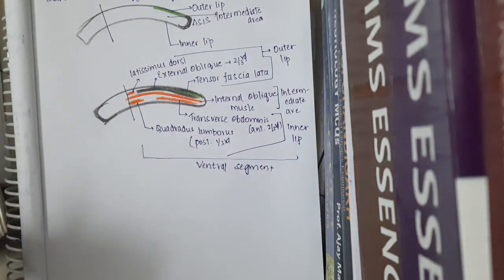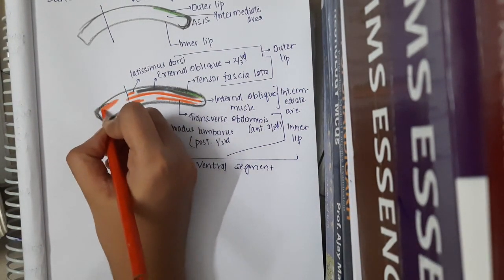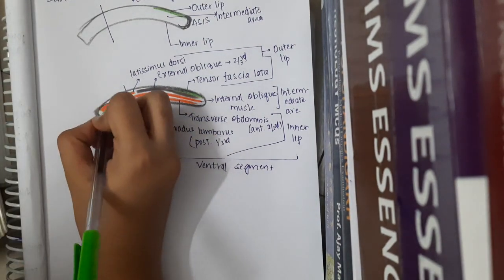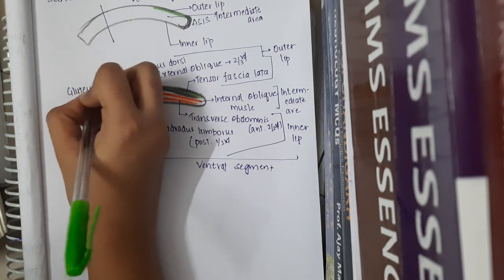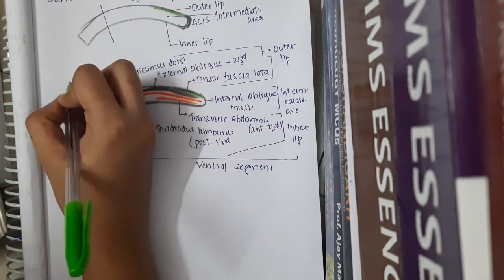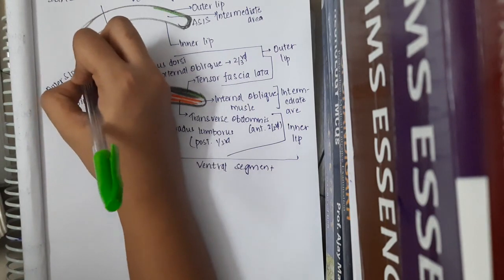In the outer sloping surface you have gluteus maximus, and in the inner sloping surface you have erector spinae. So in the outer sloping surface gluteus maximus is present.